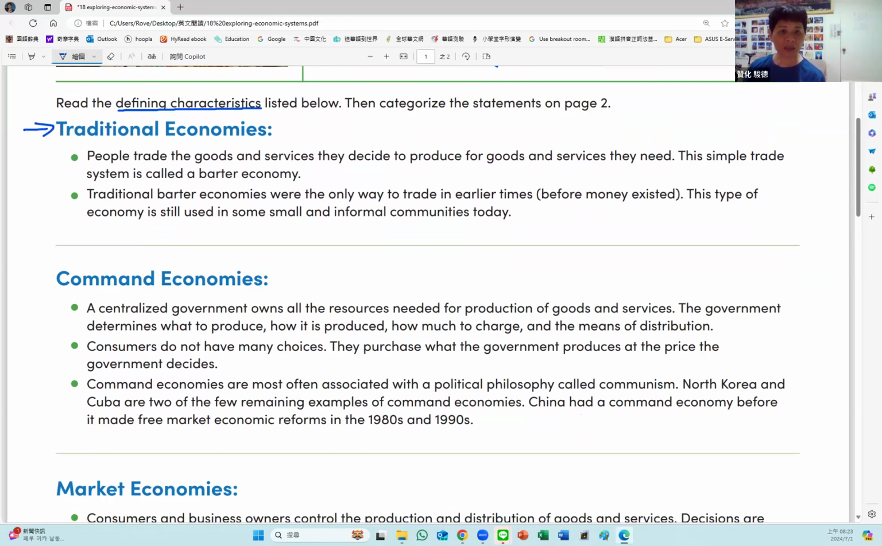So let's look at traditional economics. All right, let's have Rudy. Rudy, please read this one. Okay.